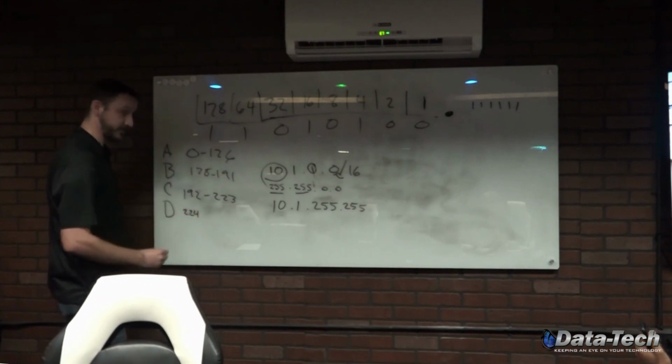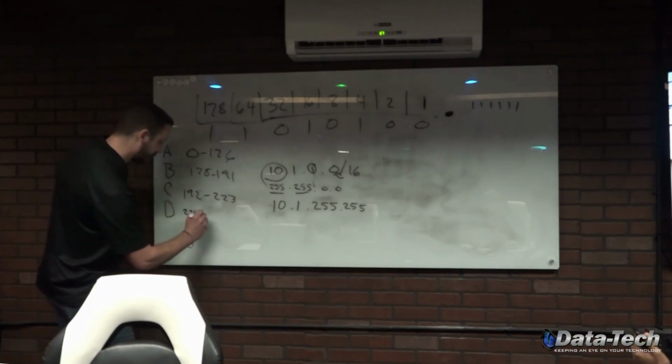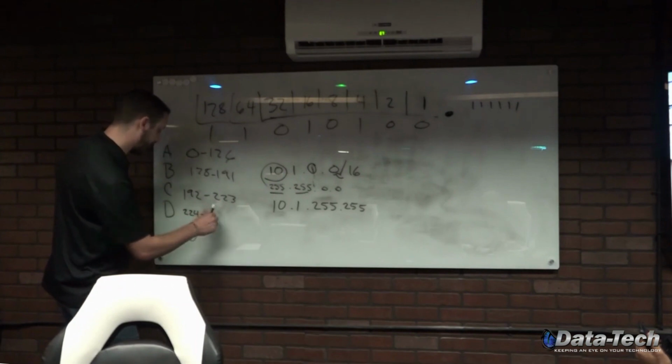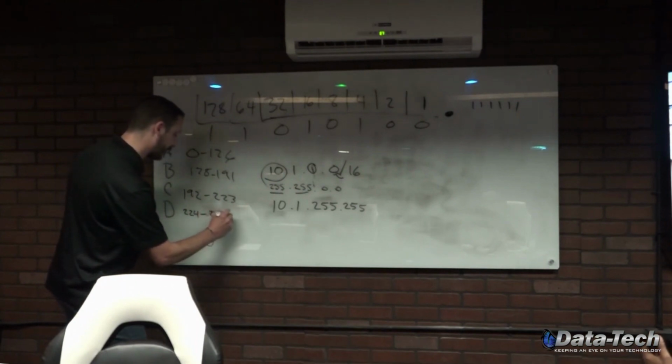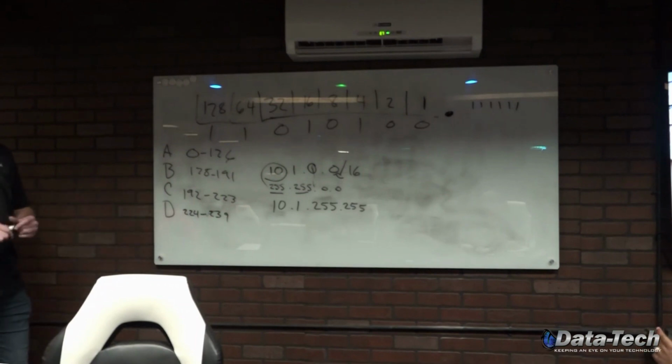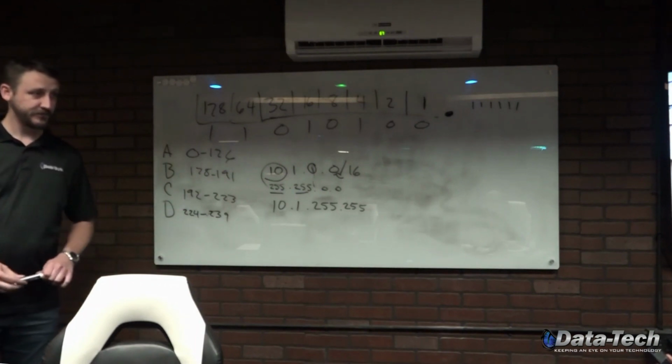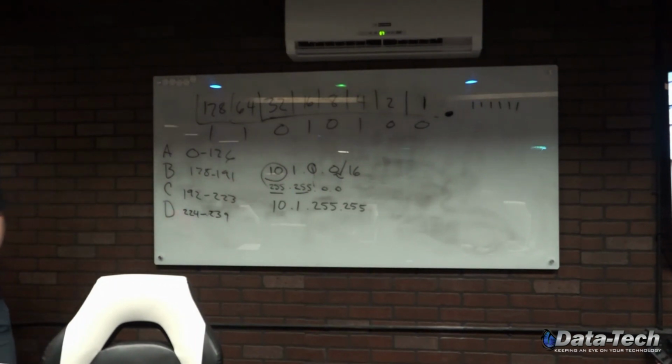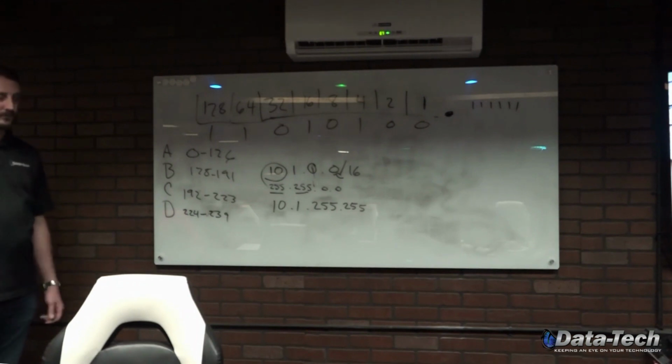224, I can tell you right now, is used for multicast DNS internally. And 239. So what's after 239? That's 240. That's E. 240 to 255. Experimental. Does it say what it's used for? Not yet. Keeping that to themselves.